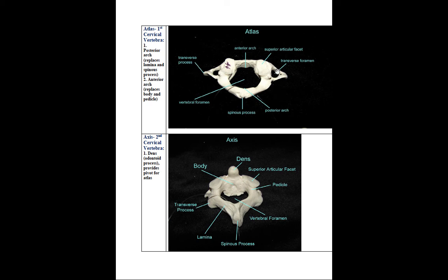Again, of course, they're going to have that transverse foramen. It is a cervical vertebra, so it will have that transverse foramen.